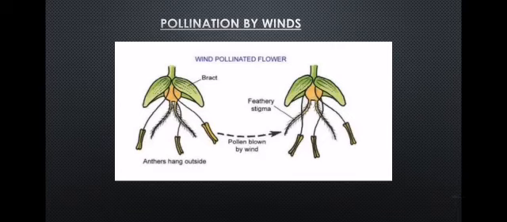Now we shall discuss pollination by winds. Look at the diagram, students. The anther and stigma of some flowers hang outside it. This adaptation helps them to release and capture pollen grain easily. These pollen grains are smooth in nature and can be easily blown by wind. Through wind, they can be transferred from one flower to another, and this is pollination by wind.